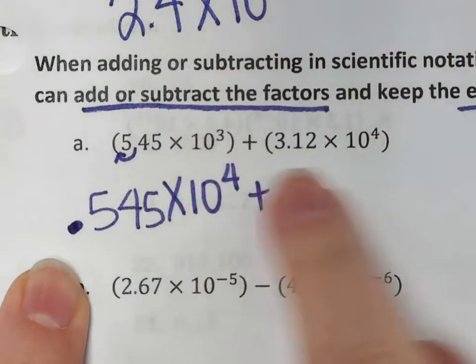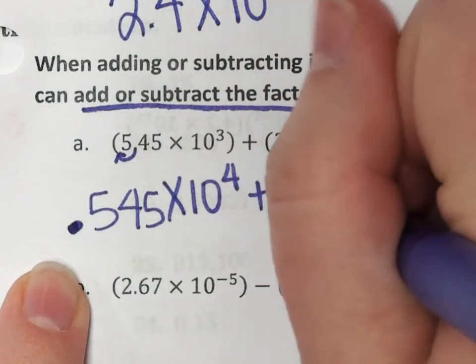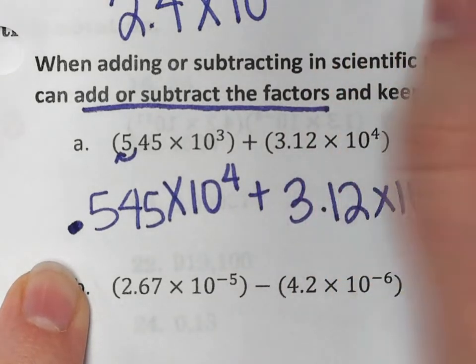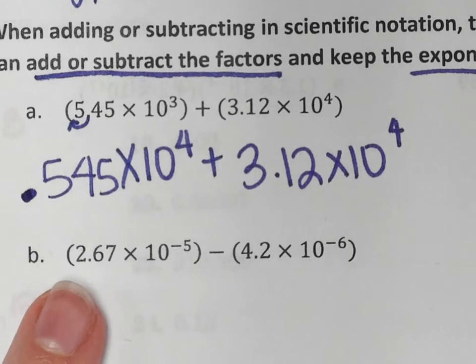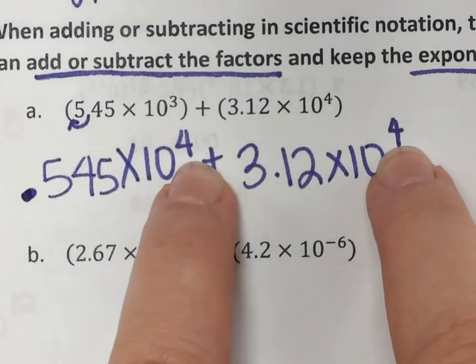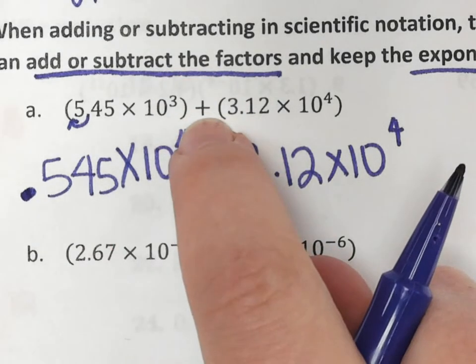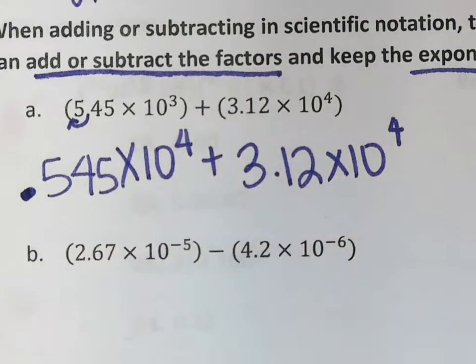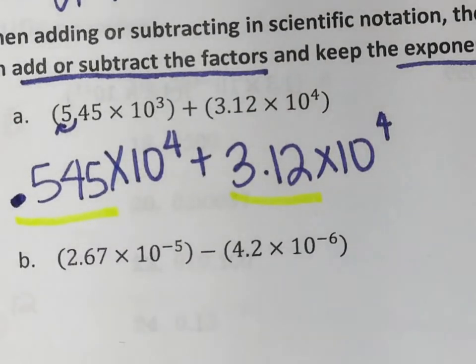And then do we have to change anything over here? No, because it's already times 10 to the fourth. So 3.12 times 10 to the fourth power. Now that we have the same exponents, what do we do with these numbers out front? We just add them. That's it. Because it says plus in the middle. Y'all see that? It says plus. So we're going to add this number plus this number.